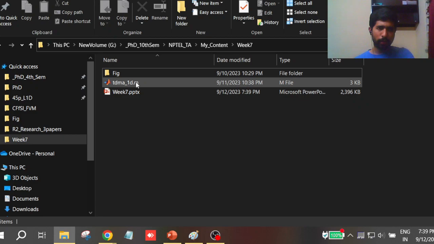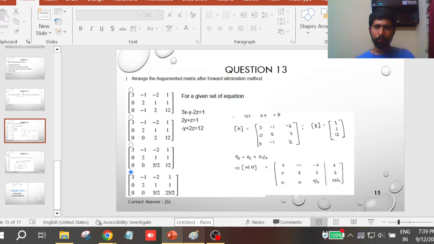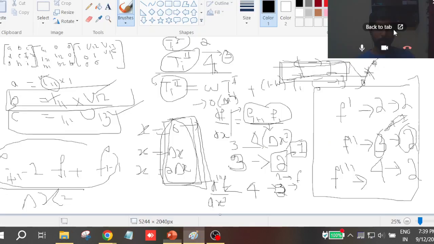Okay, so I just want to show a simple execution of a code for a tridiagonal matrix algorithm, with which we can wrap up today's session. Mainly the equation, I think my laptop is hanging.